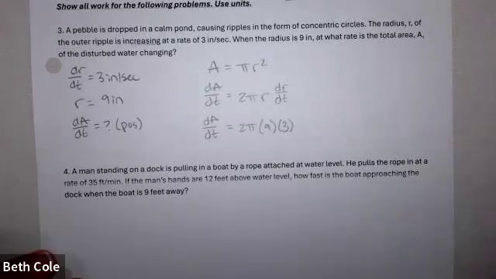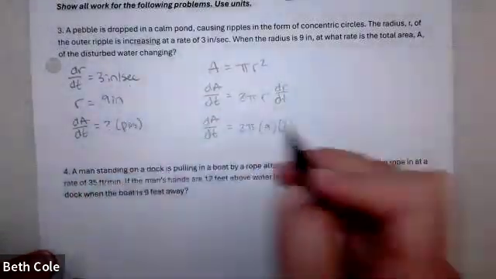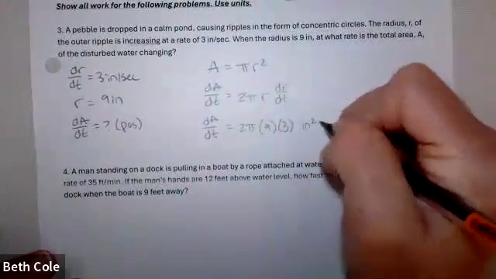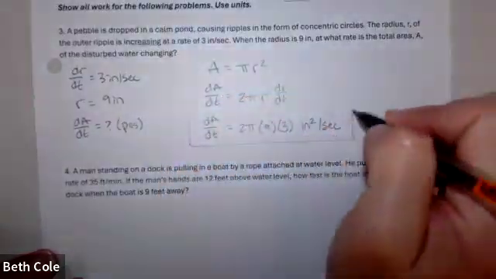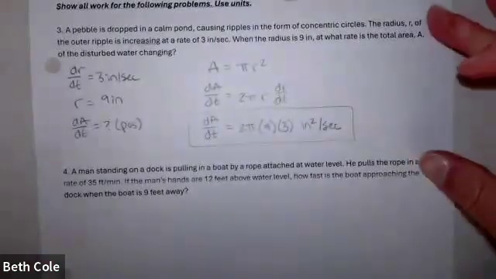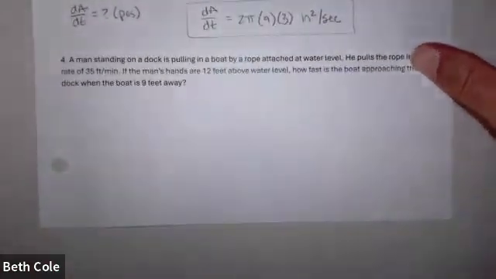I would just leave it alone. If you make a mistake, it's going to be wrong. We do need units. It's not inches per second, though. For an area, it's going to be square inches per second. Areas are 2-dimensional. Volumes are 3-dimensional. So areas get a squared, volumes get a cubed.